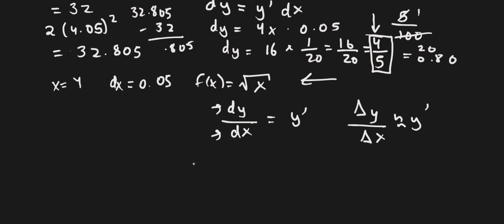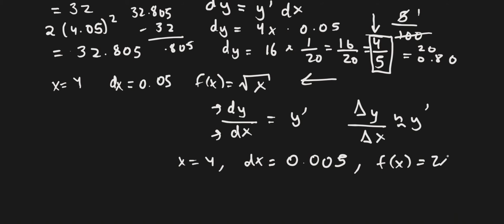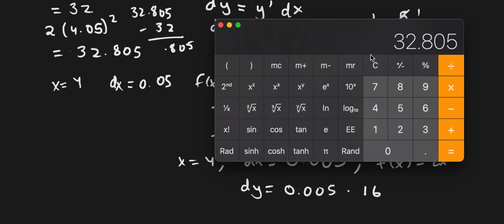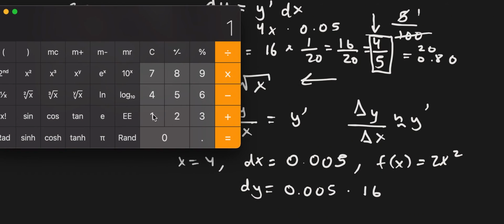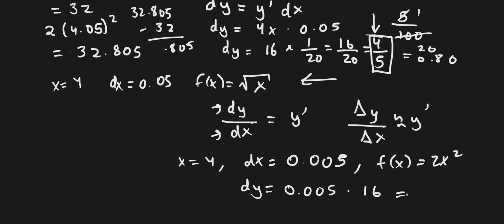Let's say we had the same function up here. We're just going to have x equal to 4, and dx is equal to 0.005. And then f of x is equal to 2x squared. Now, of course, dy is equal to f prime of x times dx. f prime of x is going to be 4x, so at x equals 4 that's going to be 16. I'm just going to use my calculator for this one. So 16 times 0.005, that's going to be about 0.08. That's the change. Now, let's look at the actual change.